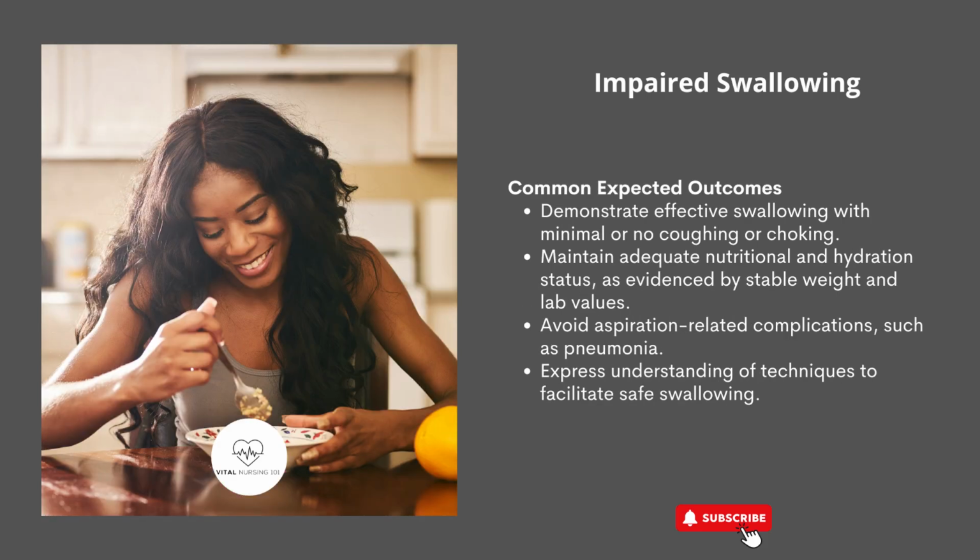Common expected outcomes. By the end of the nursing care plan, the patient should be able to demonstrate effective swallowing with minimal or no coughing or choking, maintain adequate nutritional and hydration status, as evidenced by stable weight and lab values, avoid aspiration-related complications, such as pneumonia, and express understanding of techniques to facilitate safe swallowing.